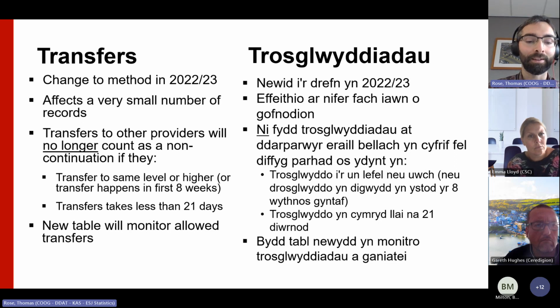If we can see that a learner went to a program that was the same level or higher than the program they transferred away from, and we can see that in the record, then we will no longer count them as non-continuation. We'll remove them from the measures entirely. We have a matched education dataset that allows us to track learners across schools and colleges and apprenticeship providers. So if they transfer to another provider, we can see what program they were doing there. And there's going to be a new table in the measures that just shows which transfers have been allowed.